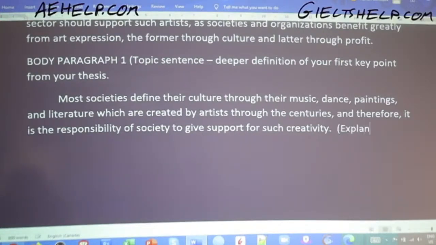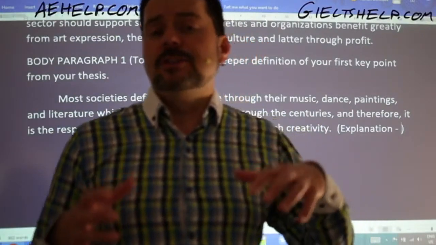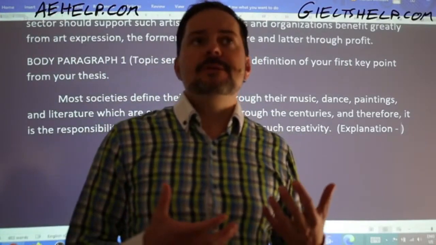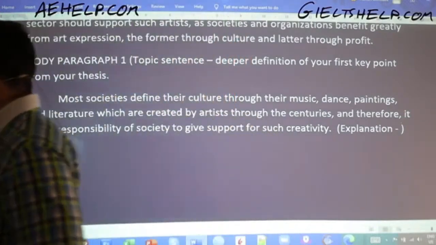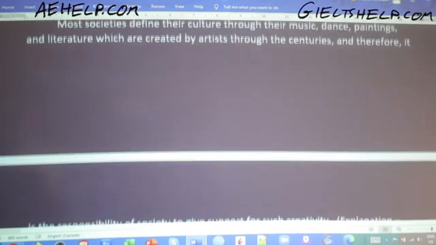After the topic sentence comes the explanation, all right? The explanation is going into more detail about the question and going into quantitative, visible, measurable ideas that make it easier for your reader to understand and agree with your argument, okay? So think real world explanations or definitions. Think quantitative information.